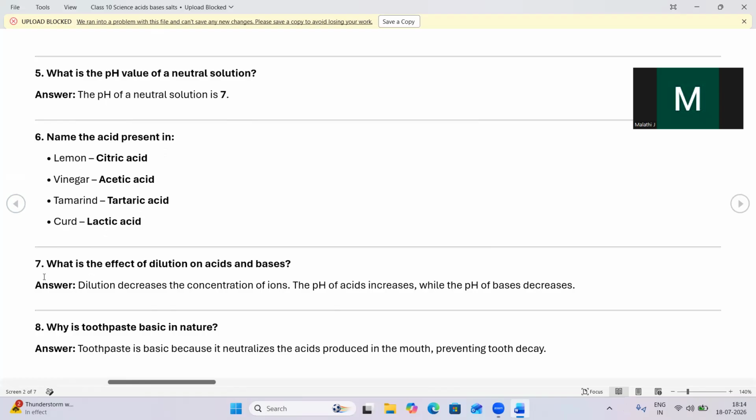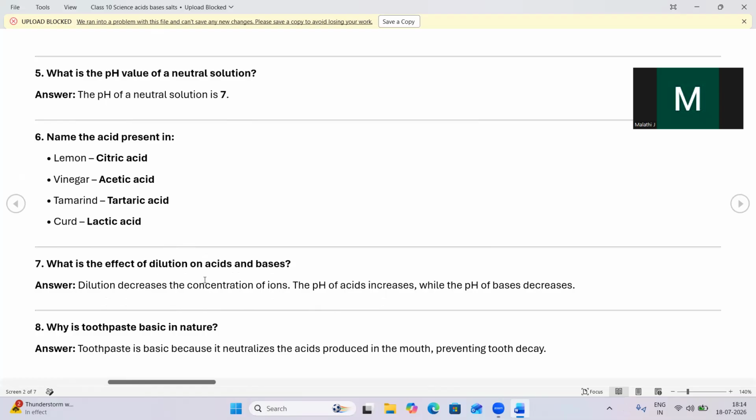Then seventh question, what is the effect of dilution on acids and bases? Dilution decreases the concentration of ions. The pH of acids will increase. When you add more and more water, the dilution decreases the concentration of ions.